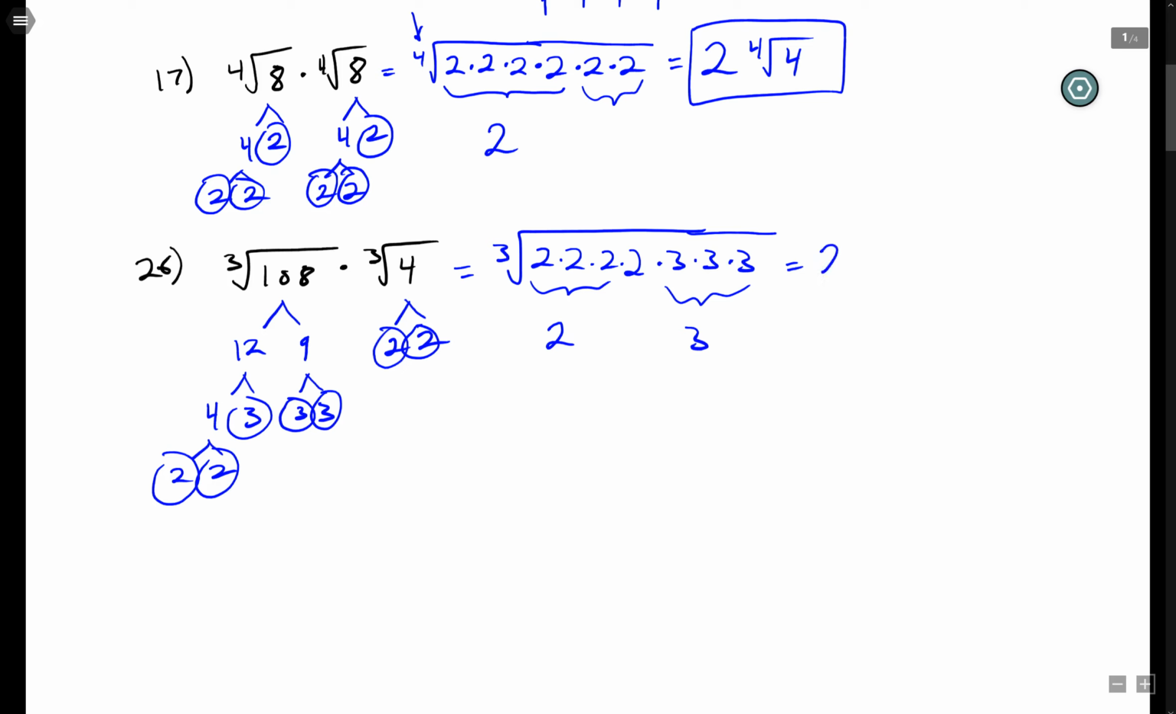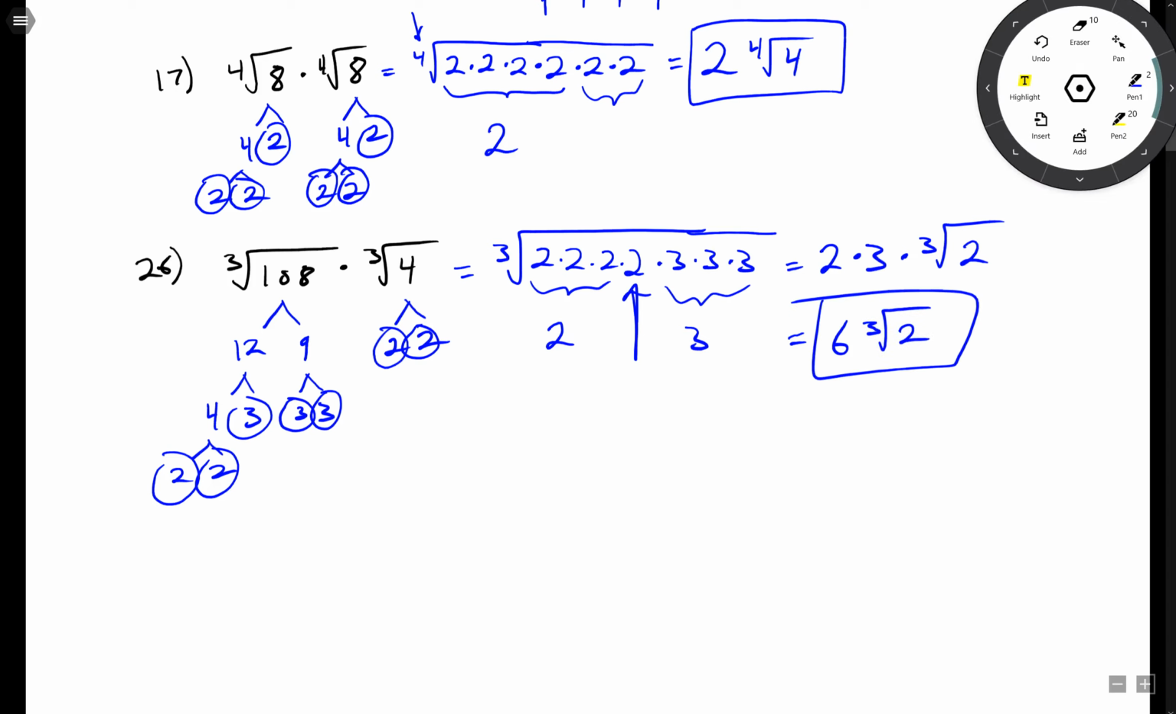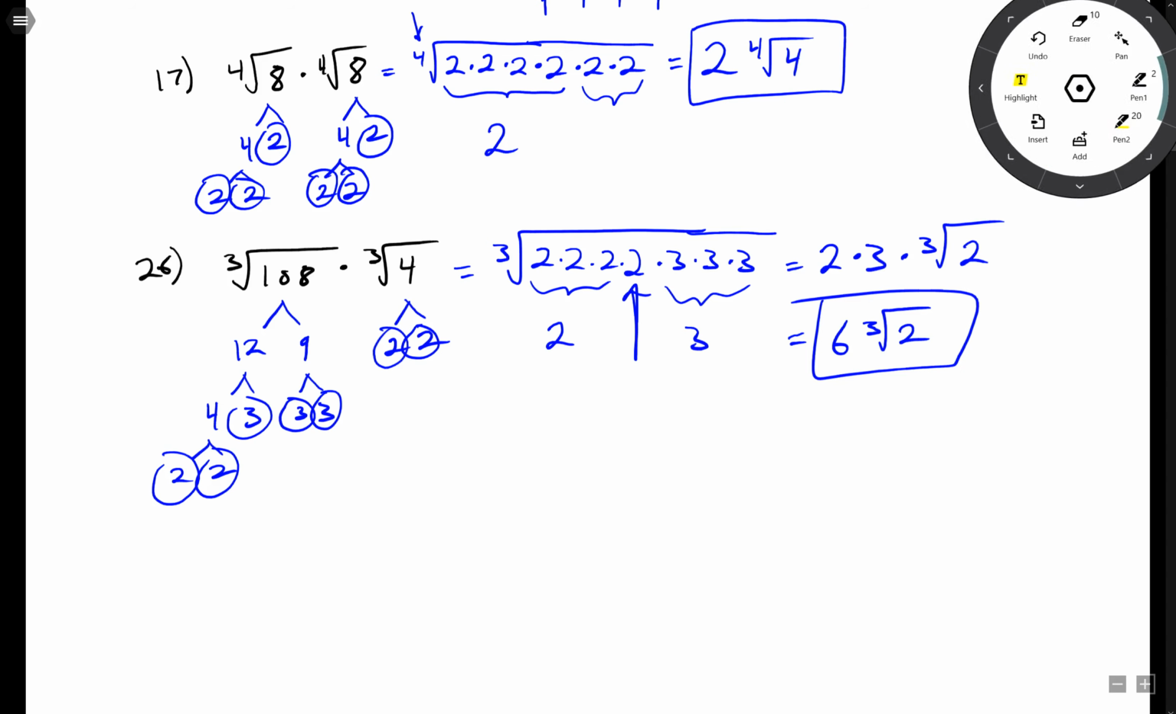So outside my radical, I have a 2. I'm multiplying that by 3. What's left under the radical is this guy. He is not involved in a triple, so he has to stay under the cube root. And of course, let's just multiply the 2 times 3 to get 6. So 6 times the cube root of 2. All right, moving right along to the next problem.